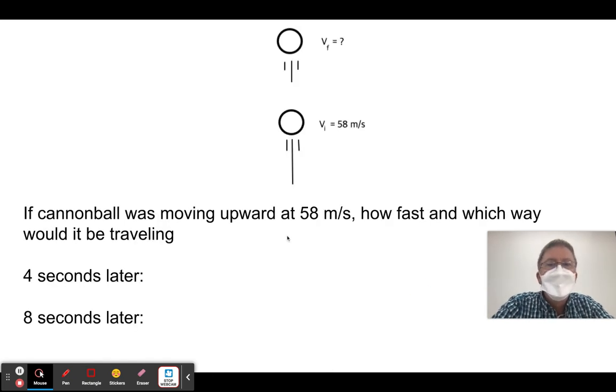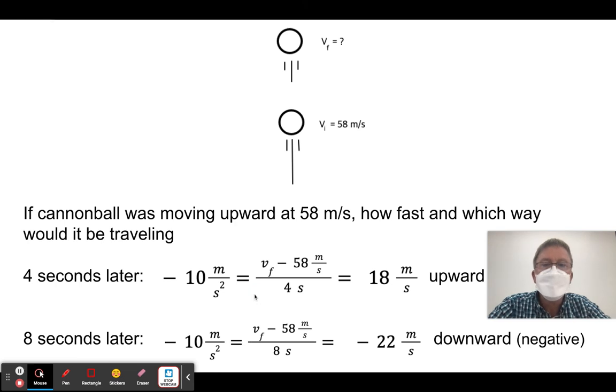Let's try another one. Last one. I've got a cannonball that's moving upwards. Now, as it moves upwards, it's going to slow down, right? So what I want to know is, when I first check in on it, it's traveling 58 meters per second. I want to know how fast and which way it's going to be traveling 4 seconds later and 8 seconds later. Let's just use this equation and see if we can figure that out. So I'm going to call down the negative direction. I'm going to call up the positive direction.